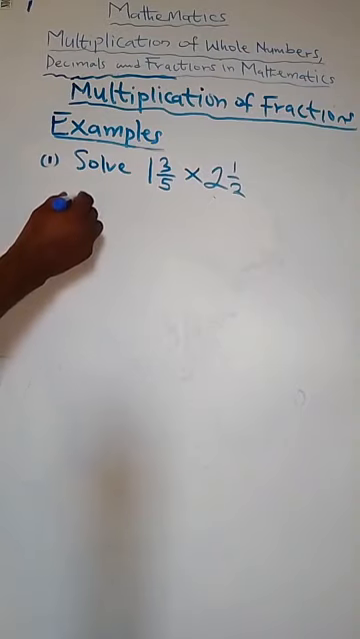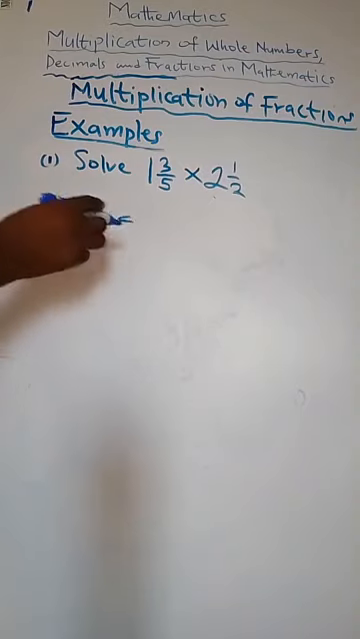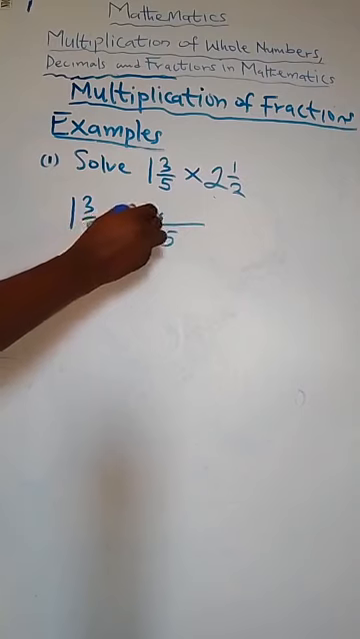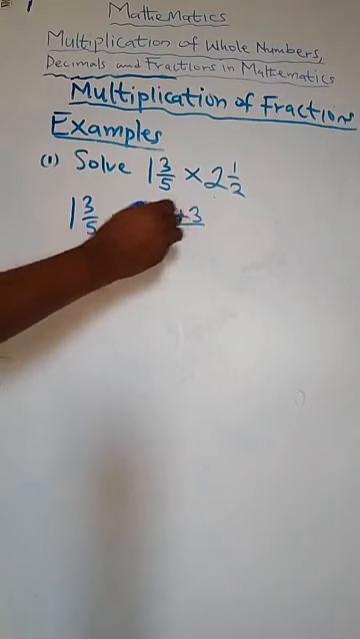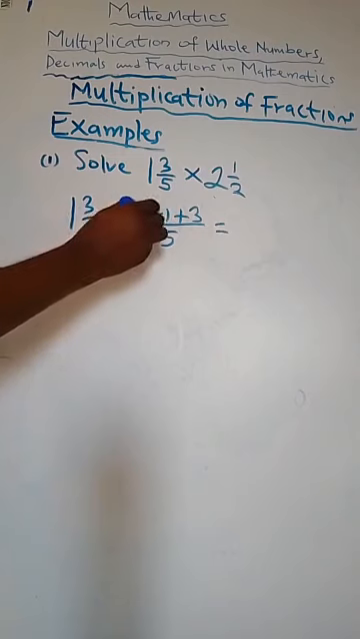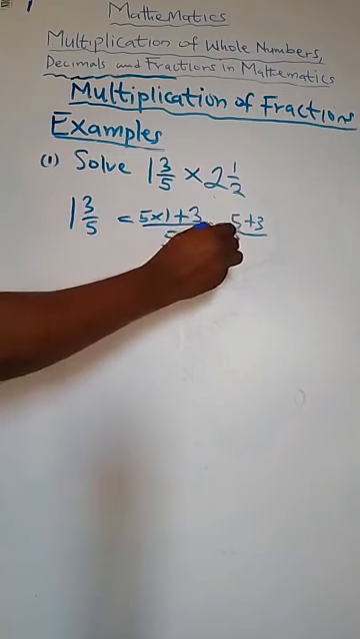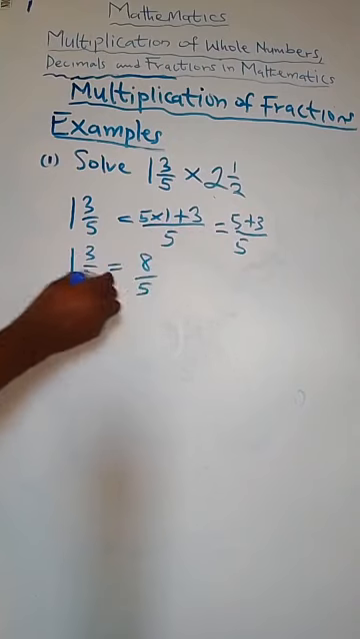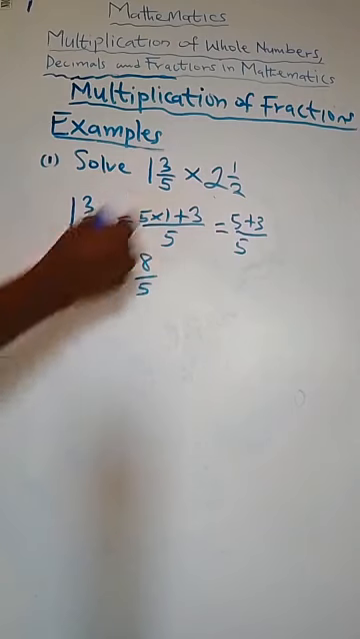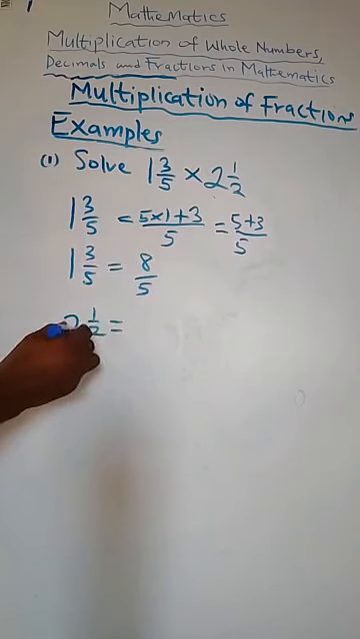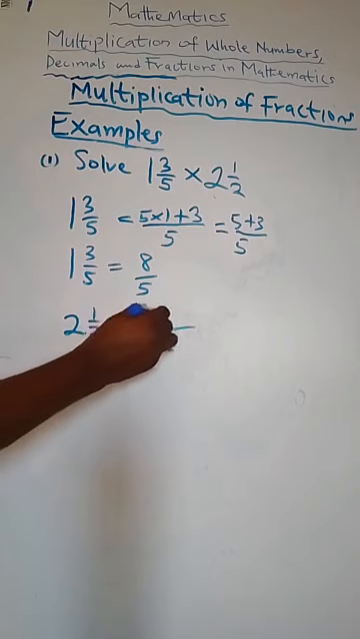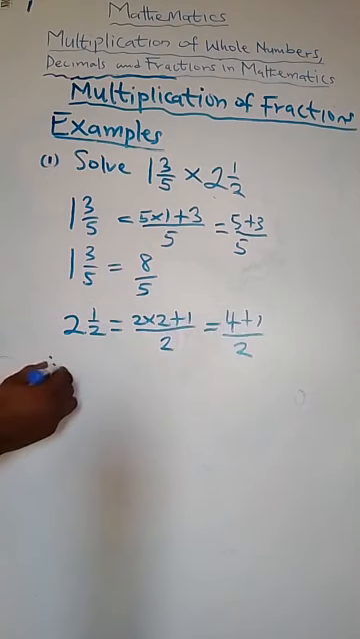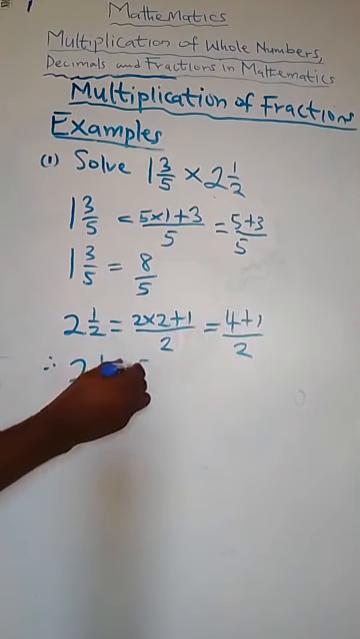Now, 1 whole number 3 over 5 is the same thing as, if you want to convert it to an improper fraction, you say 5 times 1 plus 3. So 5 times 1, that is 5, plus 3 over 5. So that means 1 whole number 3 over 5 is the same thing as 8 over 5. So this is a mixed number and this is an improper fraction. You do the same thing for 2 whole number 1 over 2, which will be 2 times 2 plus 1. So 2 times 2 is 4, plus 1 over 2. Therefore, 2 whole number 1 over 2 is the same thing as 5 over 2.